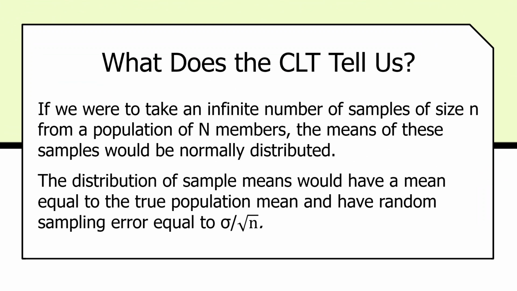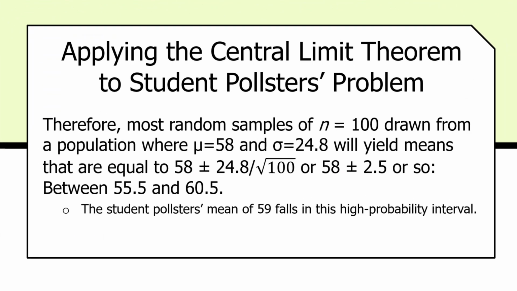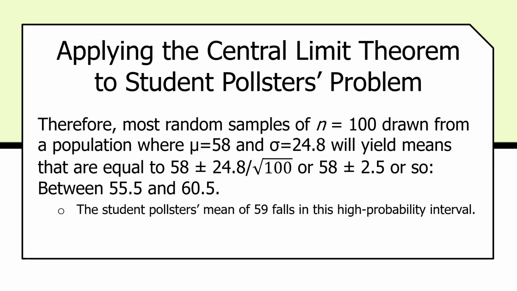Furthermore, most random samples of n equal 100 drawn from a population where mu is 58 and the standard deviation is 24.8 will yield means that are equal to 58 plus or minus 2.5, as we've seen, between 55.5 and 60.5. I just note here that the student pollsters' mean of 59 falls in this high probability interval. When they reached into that population and took that sample, there was a 68% chance they would get a mean in that interval, and indeed they did.